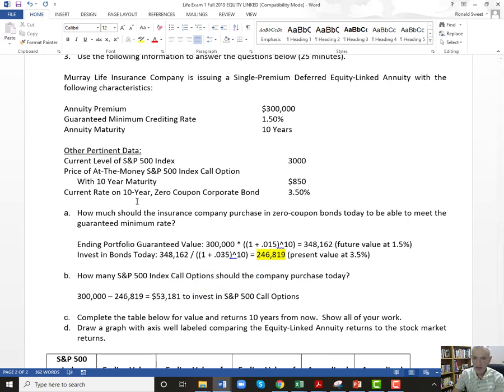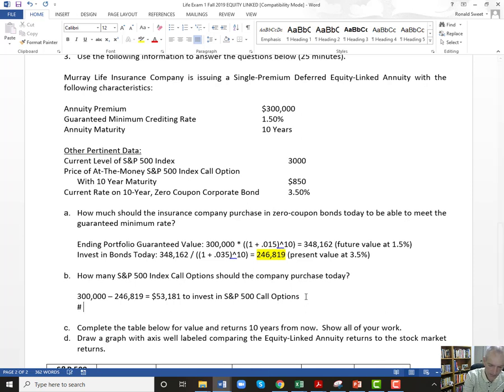The question is not asking how much are you investing. The question is how many options do you need. So the number of options is going to equal the 53,181 divided by the option premium. Well, the option premium is $850. Here's another place where rounding is fine.